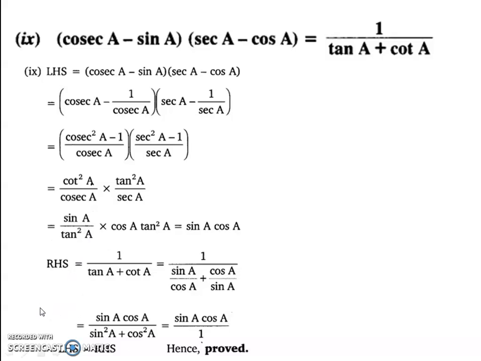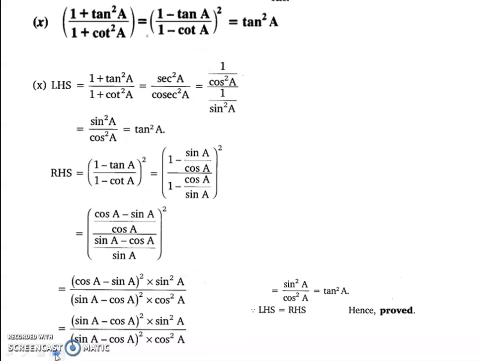Next, 10th question. (1 plus tan square A) by (1 plus cot square A) is equal to ((1 minus tan A) by (1 minus cot A)) the whole square equal to tan square A. Now, LHS, (1 plus tan square A) by (1 plus cot square A). What is that? 1 plus tan square A is sec square A and 1 plus cot square A is equal to cosec square A. Now converting it into terms of cos square and sin square.